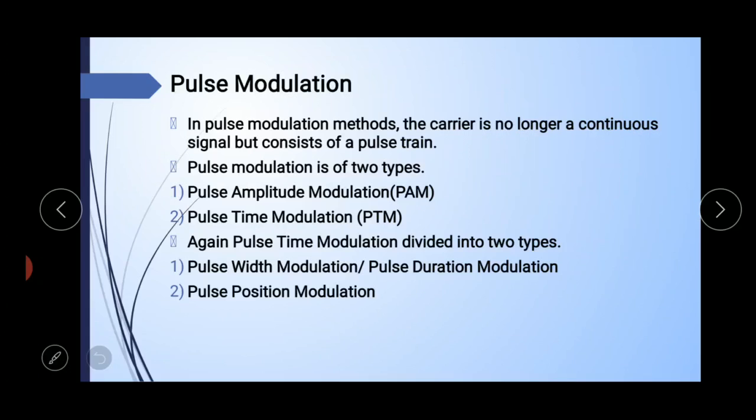Again, pulse time modulation is divided into two types, that is pulse width modulation or pulse duration modulation, and pulse position modulation. In pulse width modulation, the width of the pulses of the carrier signal is varied in accordance with the modulating signal, whereas in pulse position modulation, the position of pulses of the carrier pulse train changes according to the modulating signal.